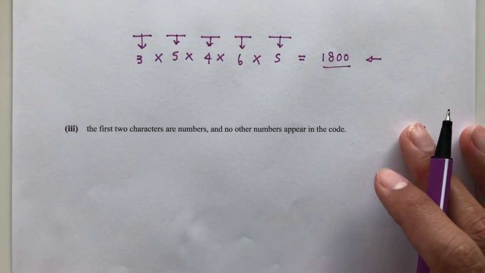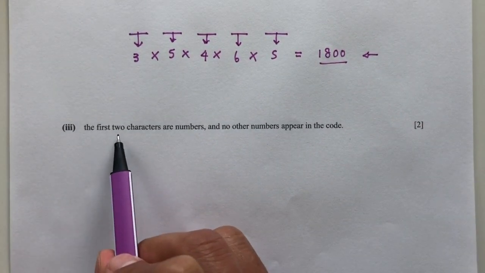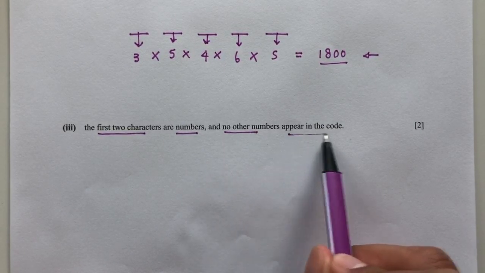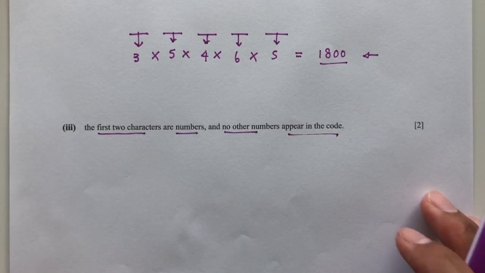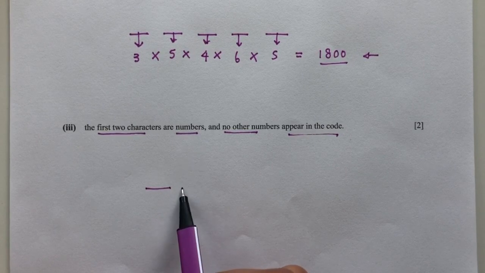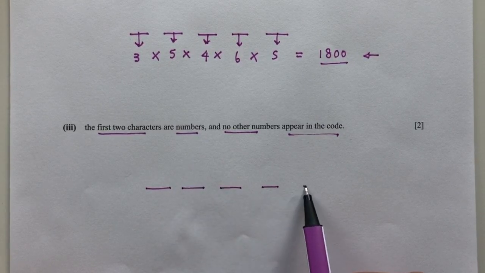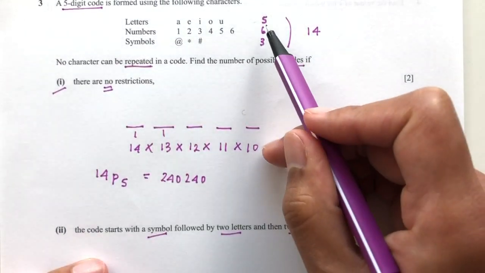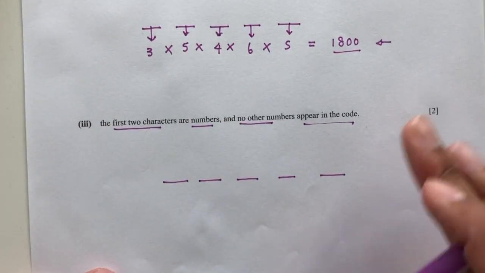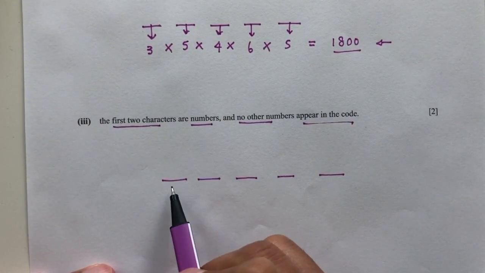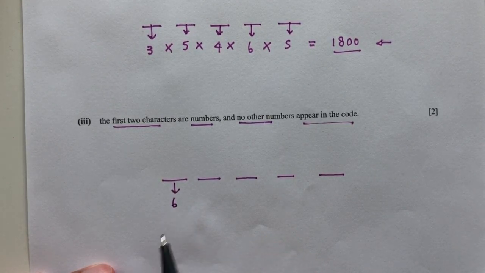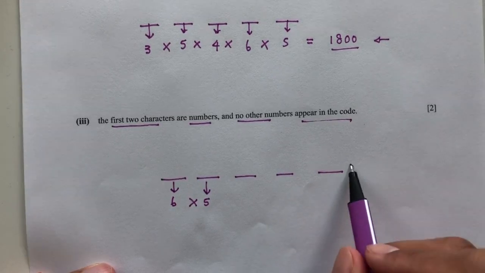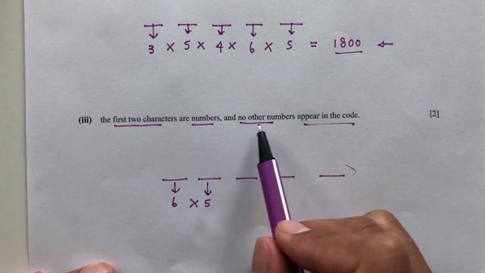Now for part 3, the first 2 characters are numbers. No other numbers appear in the code. So let's see. So we have again 5 spaces: 1, 2, 3, 4, 5. We have 6 numbers, right? We need the first 2 to be numbers. So for the first choice, we have 6 choices, and then for the second one we have 5 choices. And for the rest, there are no other numbers.